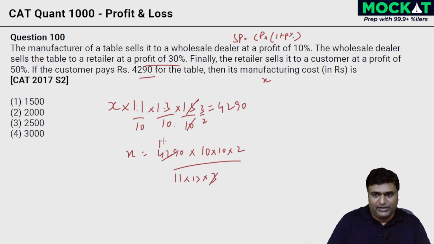3 I can divide quickly, 1430. 11 13s are 143. If you know the tables I've told you, then you know 2 into 10 into 10, that comes to 2000, right? That becomes the manufacturing cost. Option 2 is the answer here.